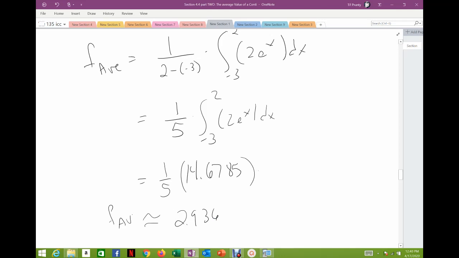So our function has an average value of about 2.9. So again, if this were talking about money, the sum of the money from negative 3 to 2 would be about $14.68, but it would be averaged out over 5 intervals, and so it'd come out to $2.93. That's the average.